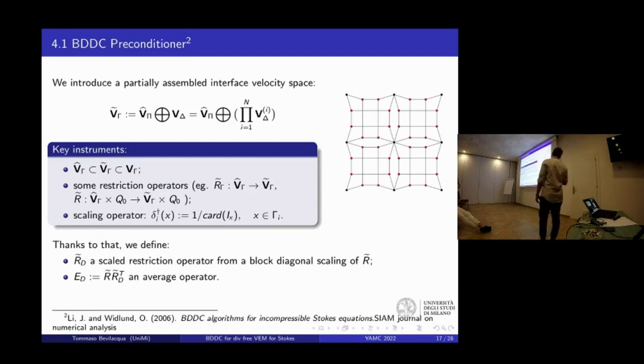To handle these three spaces, you have to jump from one space to another, and to do so you need some restriction operators. You also need a scaling operator, defined simply as one over the cardinality of Ix, which is the number of subdomains that each node belongs to. With these two ingredients, you define the restricted scaled operators and the average operator. This is the key operator of the BDDC, because it restores the continuity across the interface at each iteration of the iterative method that you use to solve.